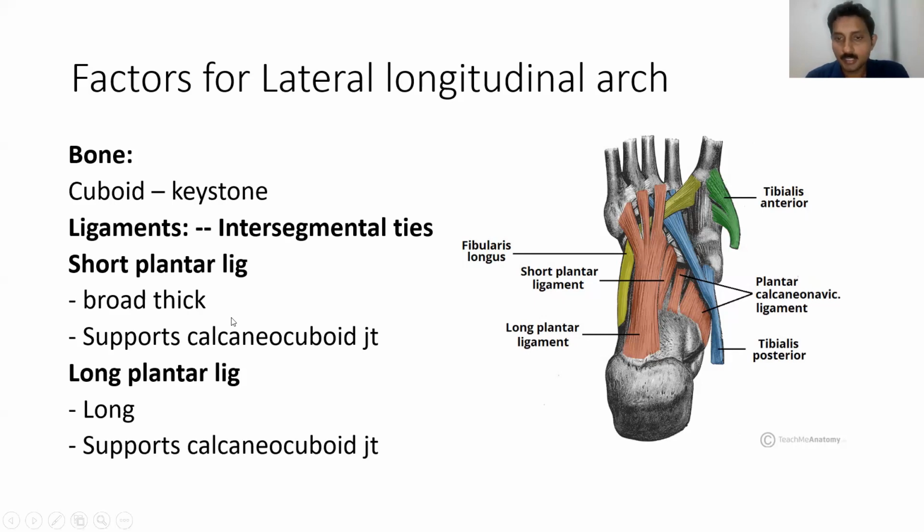Okay, here you can see there are two ligaments. So this part is medial arch. We are talking about the lateral arch here, which is held in position by means of intersegmental ties. You can see here one ligament which is attaching this part, that is called the short plantar ligament. And from here to here, we have a long plantar ligament. These are acting like intersegmental ties. Okay. Short plantar ligament supports the calcaneocuboid joint because cuboid bone is here. This is the support of the calcaneocuboid joint. This long plantar ligament is supporting the lower part of the calcaneocuboid joint.